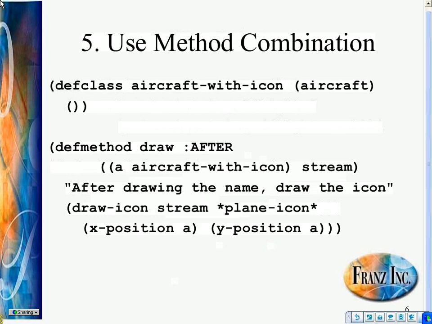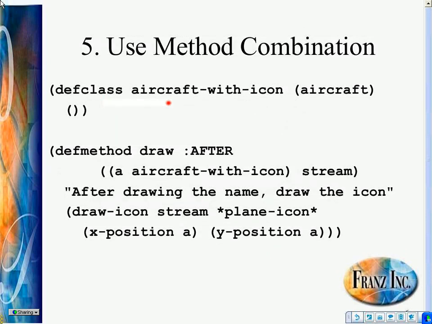Method combination. Here we have a new class called aircraft-with-icon, and it is just a subclass of aircraft. In defclass, the first argument is the name of the class. The second argument is the list of superclasses, and the third argument is the list of slots. And there are no additional slots here. There's only one superclass, aircraft. It inherits all the slots from aircraft. Then we can define what's called an after method.